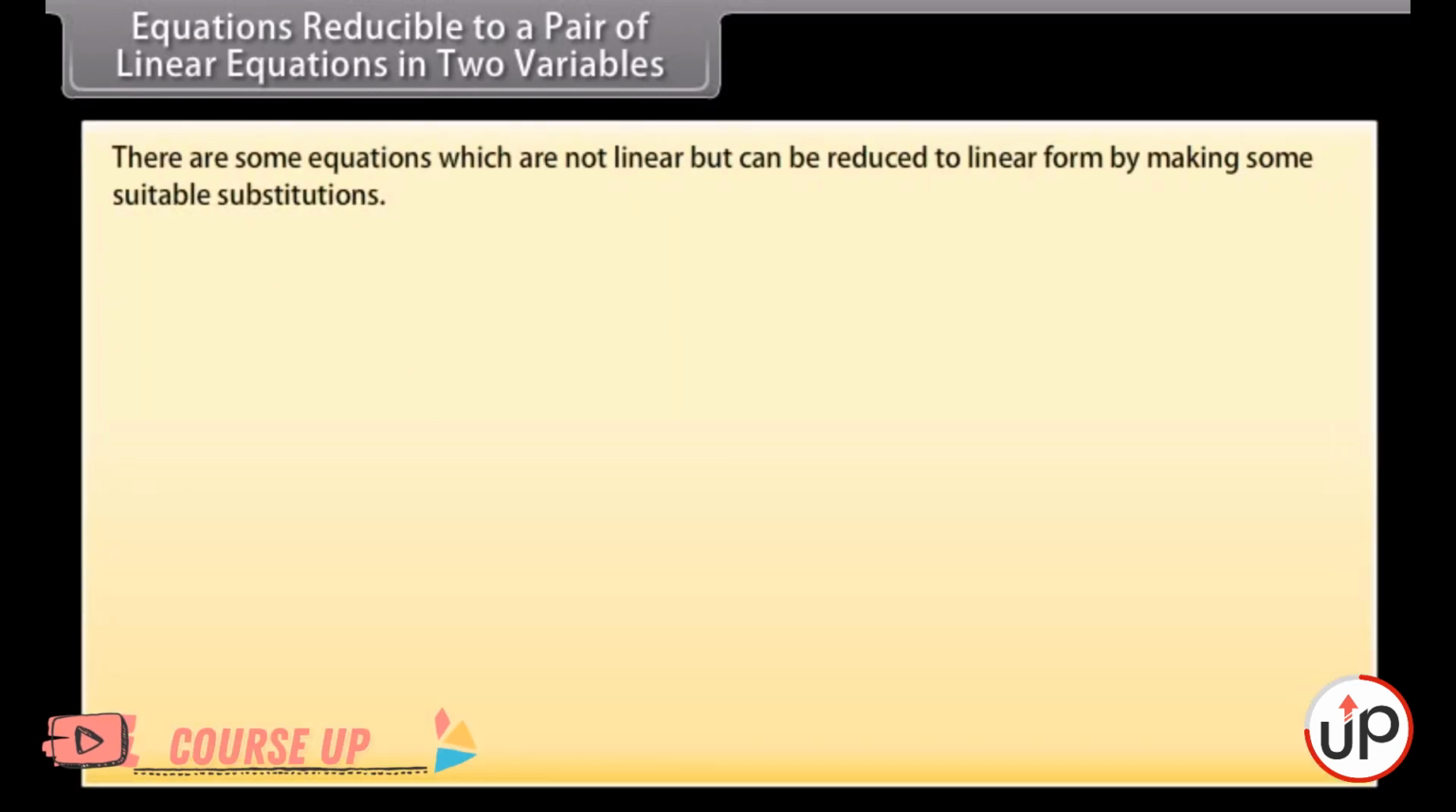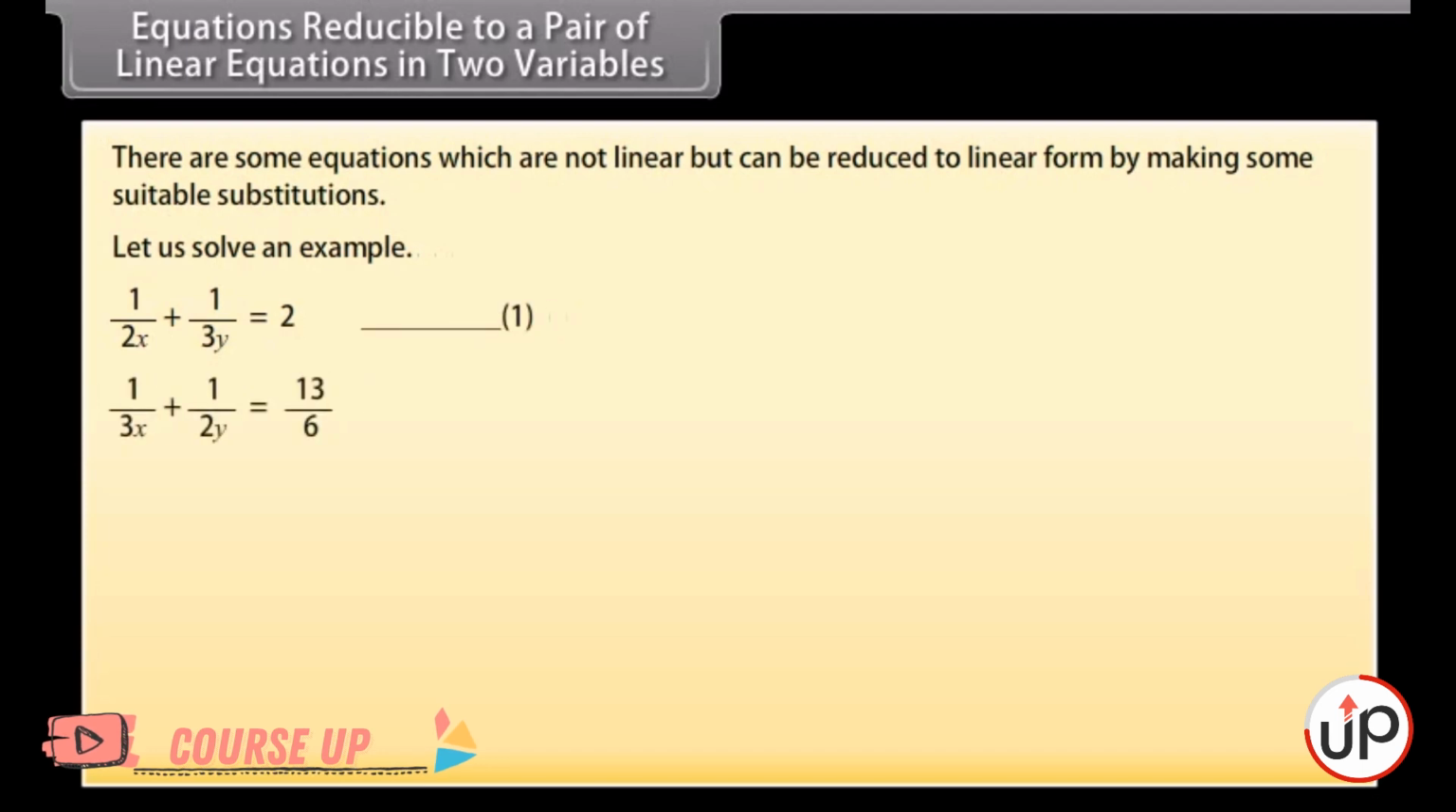Equations reducible to a pair of linear equations in two variables. There are some equations which are not linear but can be reduced to linear form by making some suitable substitutions. Let us solve an example. Solve 1/(2x) + 1/(3y) = 2, equation 1, and 1/(3x) + 1/(2y) = 13/6.